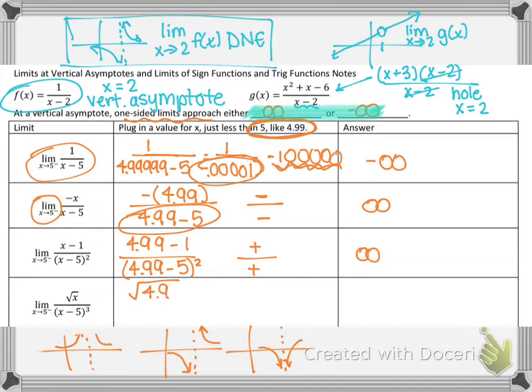So inputting 4.99. In the numerator, we have a positive because the square root symbol means give the positive root. In the denominator, we have a negative. A negative cubed is still negative. When we take a positive divided by a negative, it gives us negative infinity. Okay, let's try a couple more.